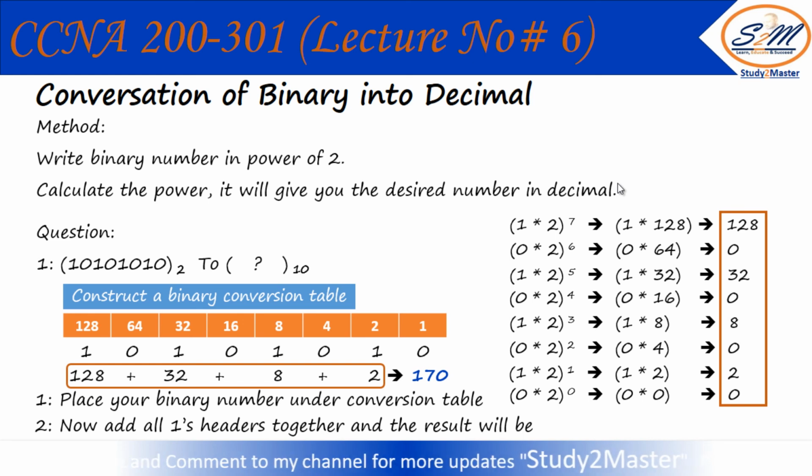Now we add all the positions. We have 128, 32, 8 and 2. The result is 170. These two methods are used to change from binary into decimal.